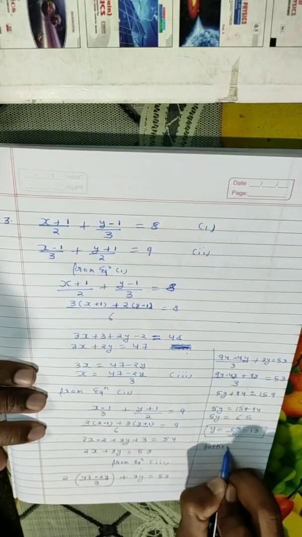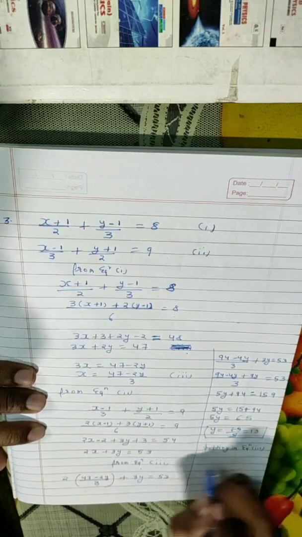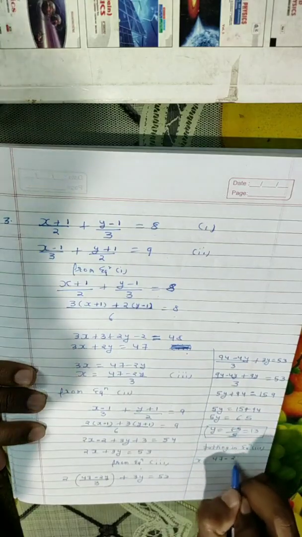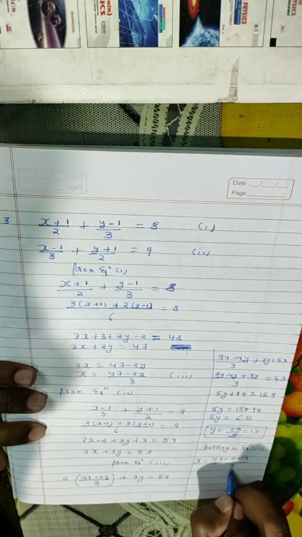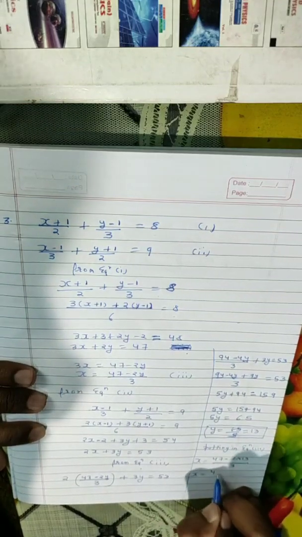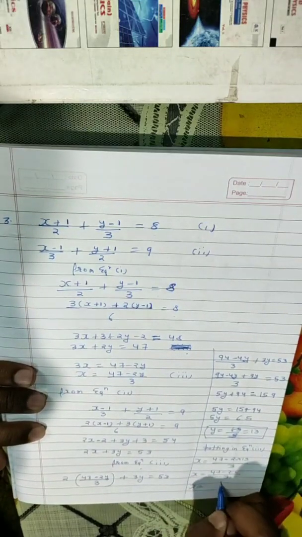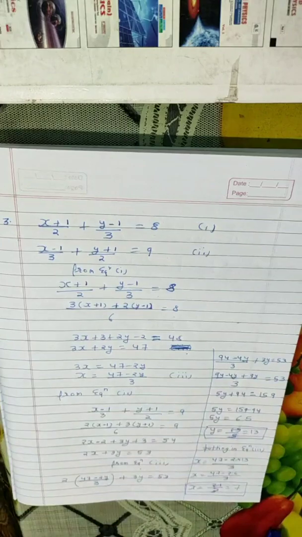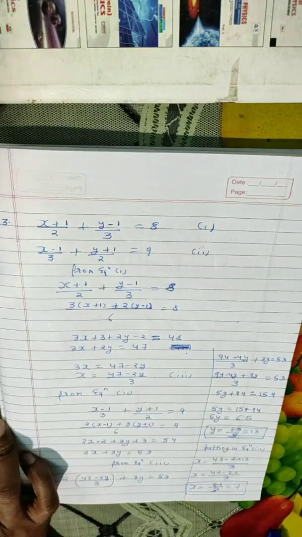Now just put it again in equation number 3. The value of x is (47 - 2y)/3. In the place of y I am putting y = 13, so it will become (47 - 26)/3, which is 21/3. So the value of x is 7. So yes, x = 7 and y = 13 is the required solution. I hope you got the concept.